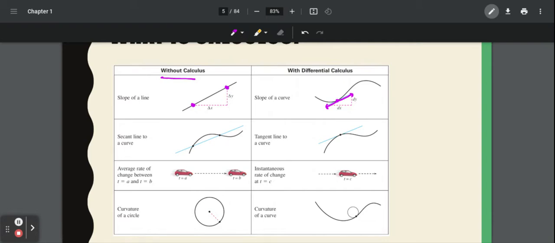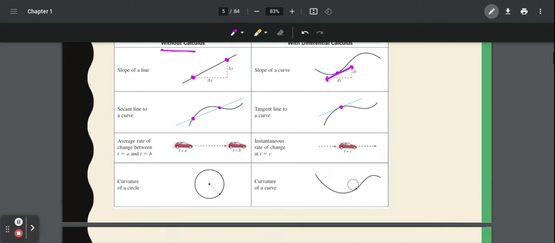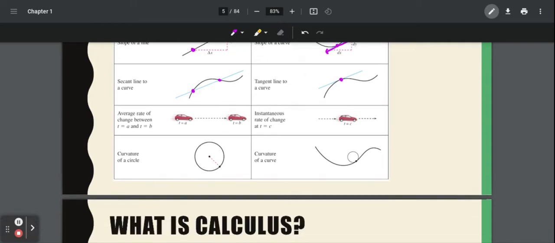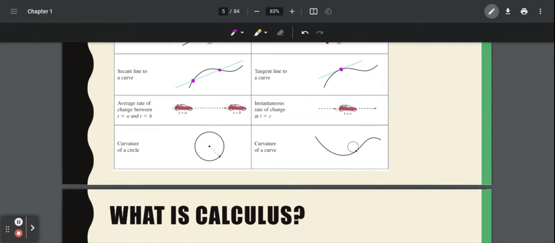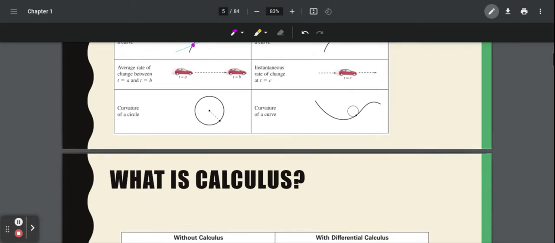The secant line to a curve, again, the secant line is a line between 2 points, versus we could actually do a tangent line where we only have 1 point. So we'll be able to find equations for tangent lines at a specific point. Without calculus, we could find the average rate of change, but with calculus, we can find the instantaneous rate of change. And then we could find the curvature of a circle without calculus, and we could find the curvature of an actual curve, so something that's not so formulated like a circle.